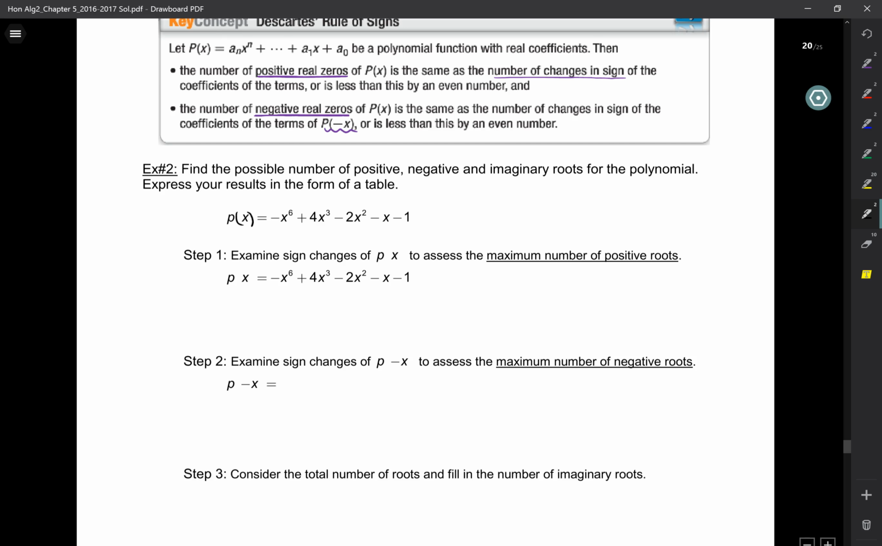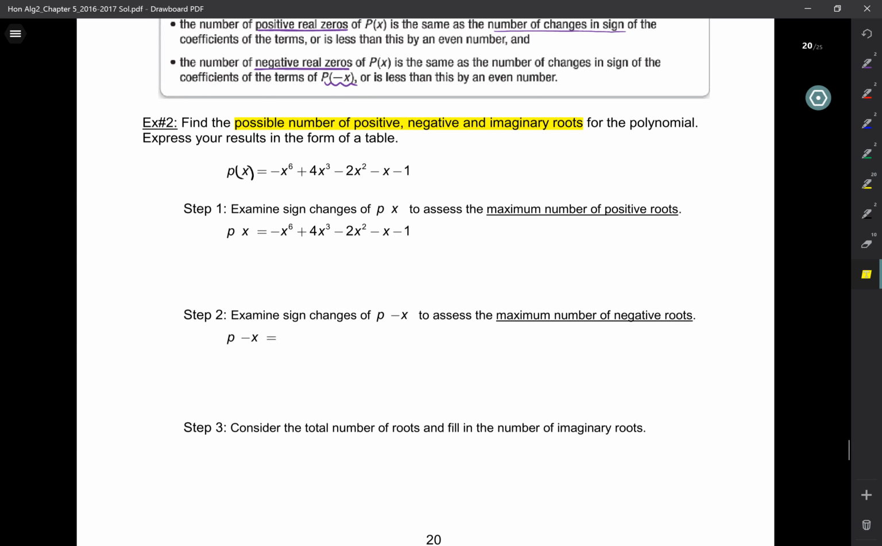All right, so here it says find the possible number of positive, negative, and imaginary roots for this polynomial, and we have to put it in the form of a table. All right, so p of x is this polynomial that we're just given. In order to get the number of positive roots, I take p of x, and now I need to look at how many times the coefficients of p of x change sign. So the first coefficient for negative x to the 6 is negative. From there, it changes to positive, right?